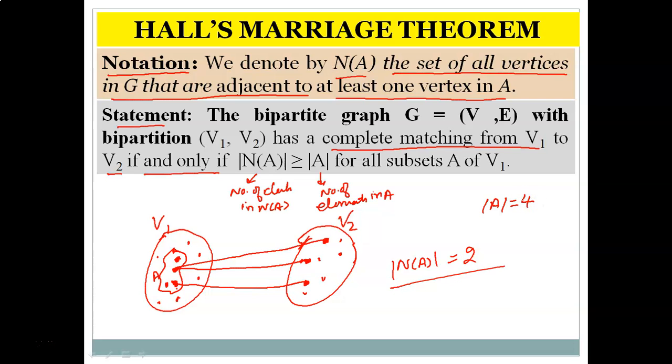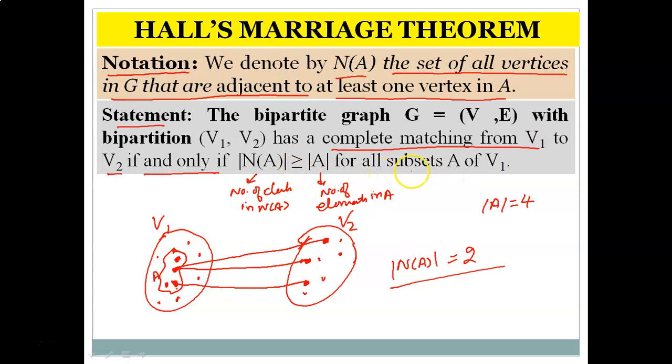Okay, so according to Hall's theorem, the bipartite graph G with bipartition V1, V2 has a complete matching from V1 to V2 if and only if the number of elements in N(A) is greater than or equal to the number of elements in A.